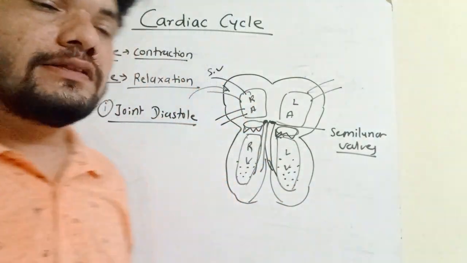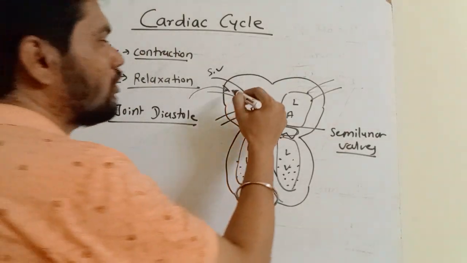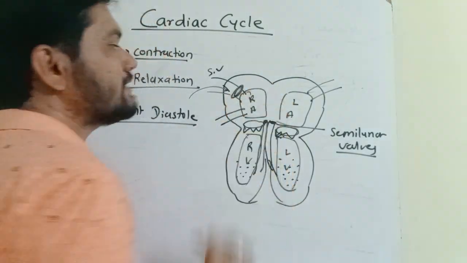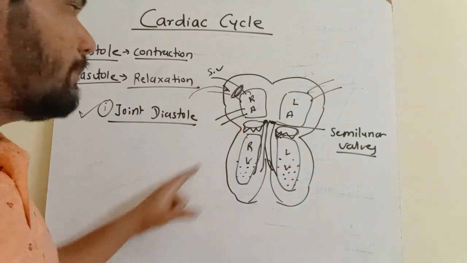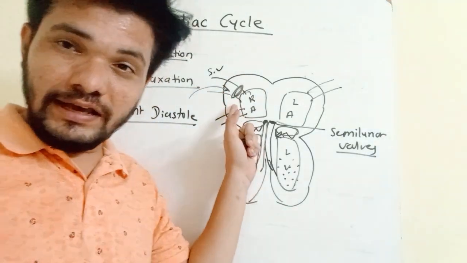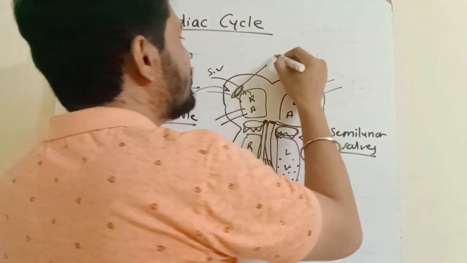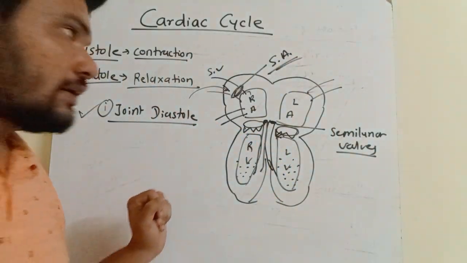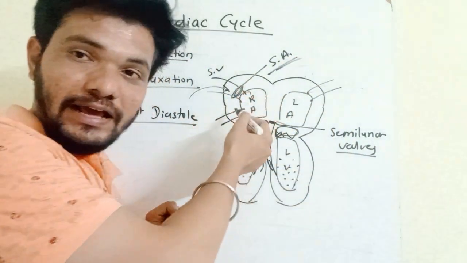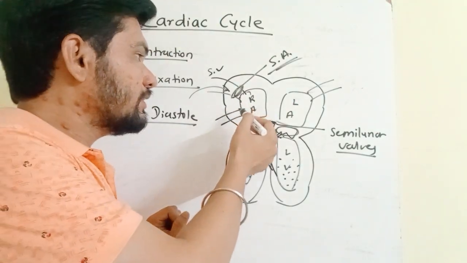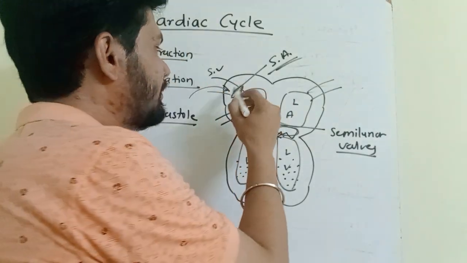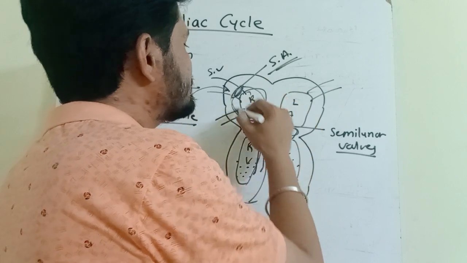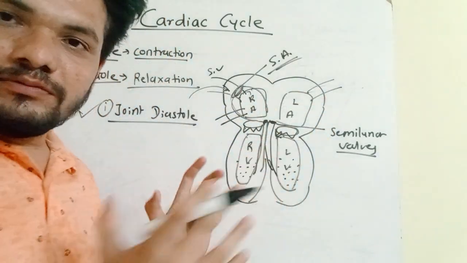Then in the second stage, what will happen? We all know that the nodal tissue is present at the upper right corner of the right atrium, called the SA node. This SA node has the ability to generate an action potential. This SA node will generate an action potential which will help the atria to contract.